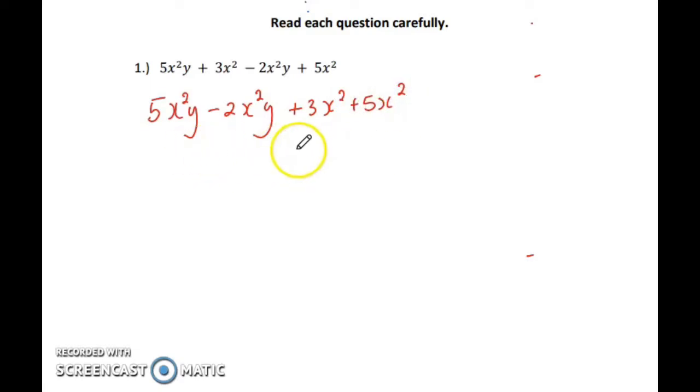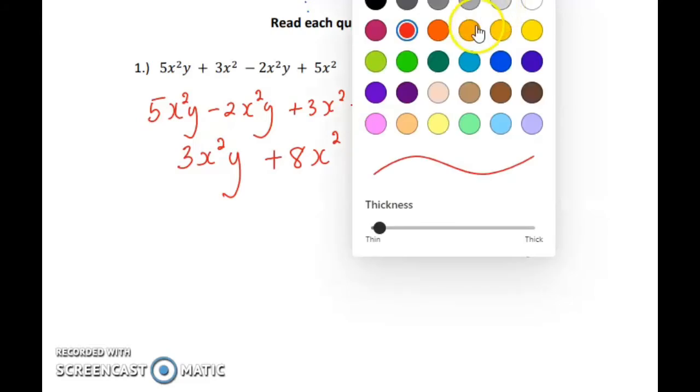So what I'm going to do here is my calculation. I'm going to take away my coefficients. So 2 from 5, I'm going to be left with 3. So here I have 3x squared y, and then I have positive 3 plus positive 5, so I add both of them. That would be positive 8x squared.